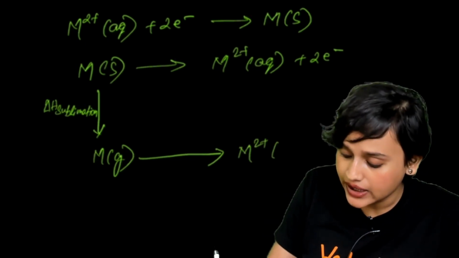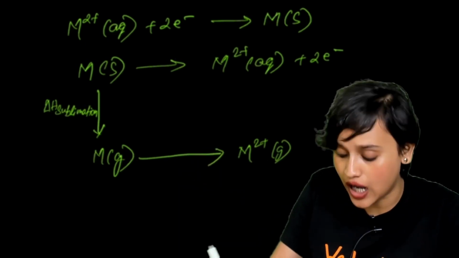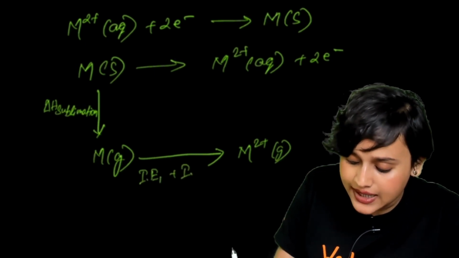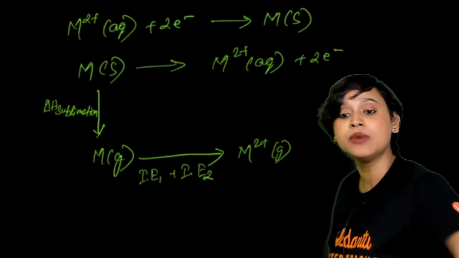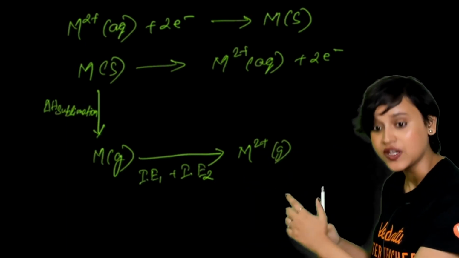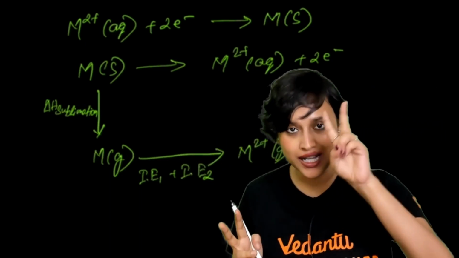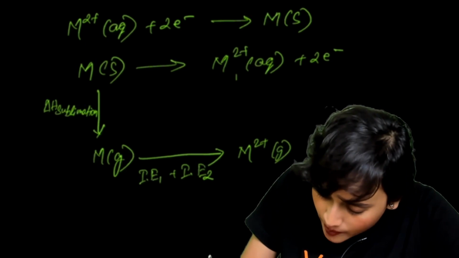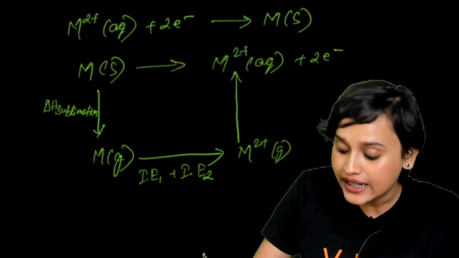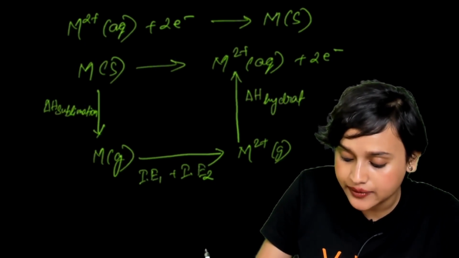Even now it is in gaseous form. It is still in the gaseous form, but I have to take away 2 electrons. How do I take away 2 electrons? I will have to provide ionization energy 1 plus ionization energy 2, my dear student. And when I do this, what happens? I have the metal as a 2 plus ion, right? Now from here it will get converted to aqueous form. How? When it releases delta H hydration.